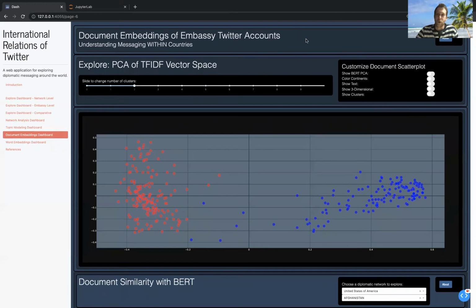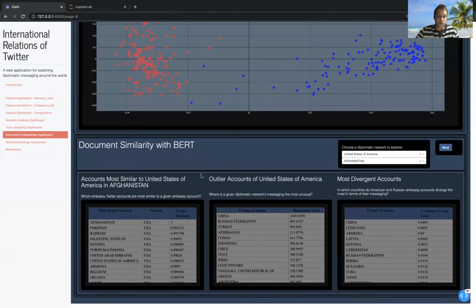We used BERT to generate vectors for each Twitter account so that we could compare the similarities and differences of entire Twitter accounts based on one vector. And it actually proved to be really effective. And some of the things we can do are find out which embassies are most similar to a given account.